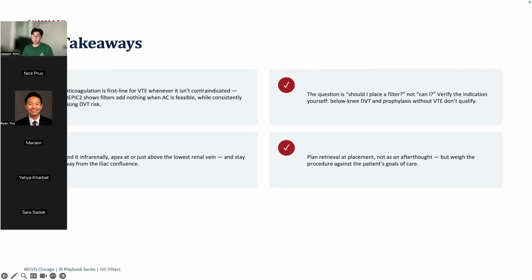Third, the filter goes in below the renal veins and you stay away from the confluence where the common iliac veins join. And fourth, you have to plan for removal right from the start, because that's how filters avoid being forgotten, while still keeping the whole patient in mind.